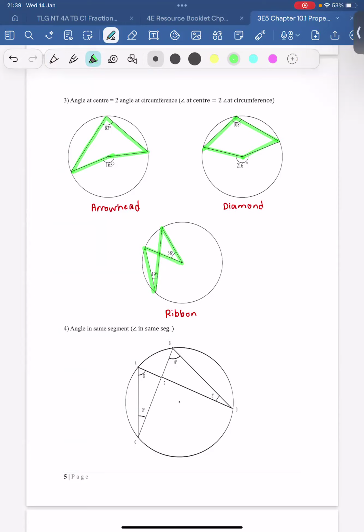So when can we use this property? The condition for you to use this property is very simple. This point must be at the center. This point must be at the circumference. This point must be at the center, and this point must be at the circumference. So if it's not at the center or not at the circumference, you cannot use this property. So this is center, this is circumference.